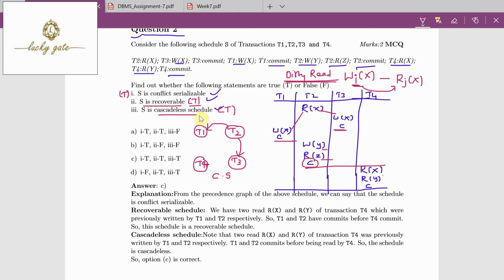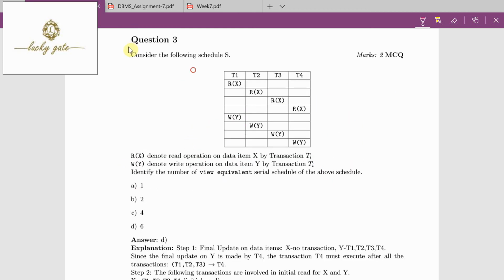So all three are true. So the answer for this question is option C. Question number 3. Consider the following schedule. This is the schedule given. The question is, identify the number of view equivalent serial schedules.